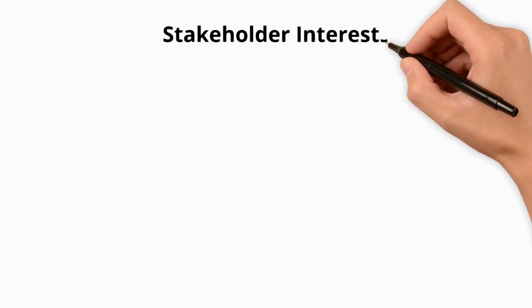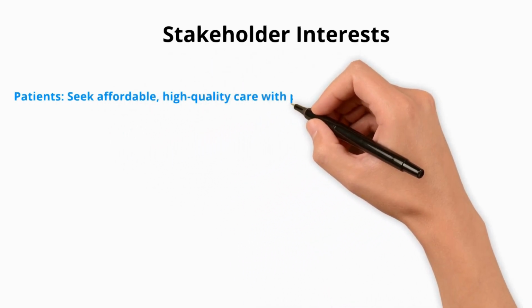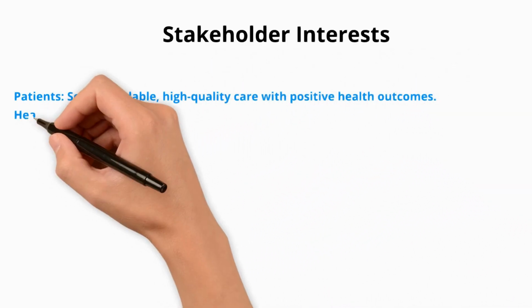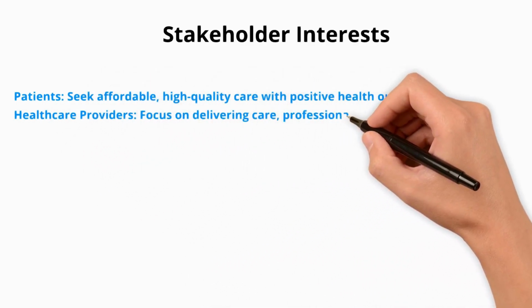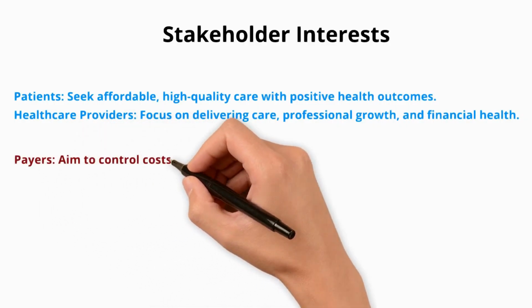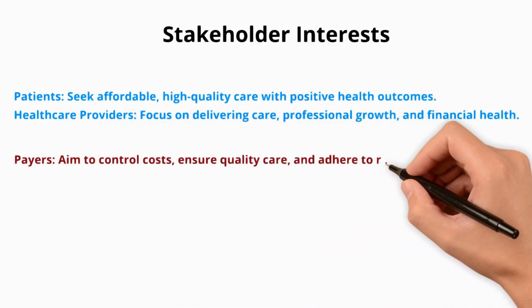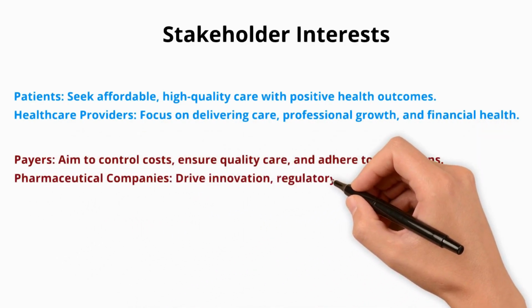2. Stakeholder interests and interactions. Understanding the interests of different stakeholders is crucial for effective engagement. Here are some common interests. Patients seek affordable, high-quality care with positive health outcomes. Healthcare providers focus on delivering care, professional growth, and financial health. Payers aim to control costs, ensure quality care, and adhere to regulations.